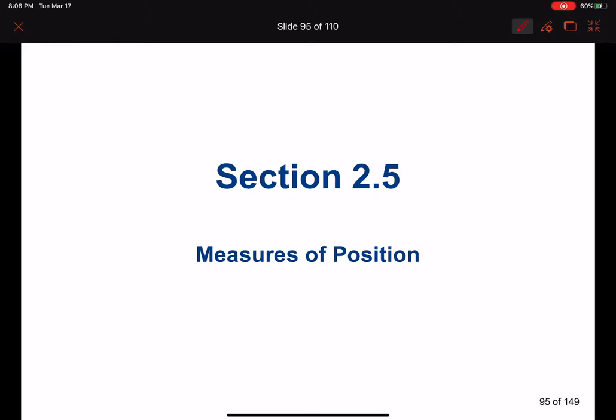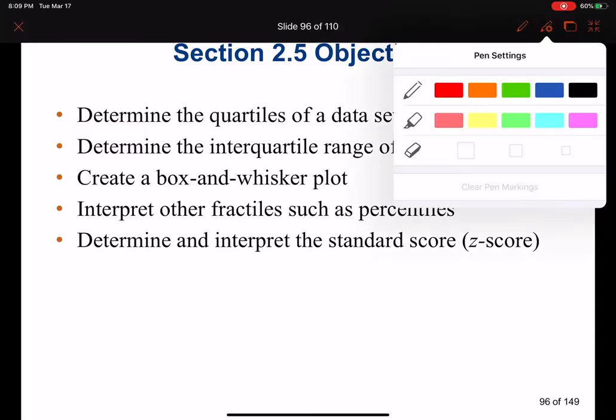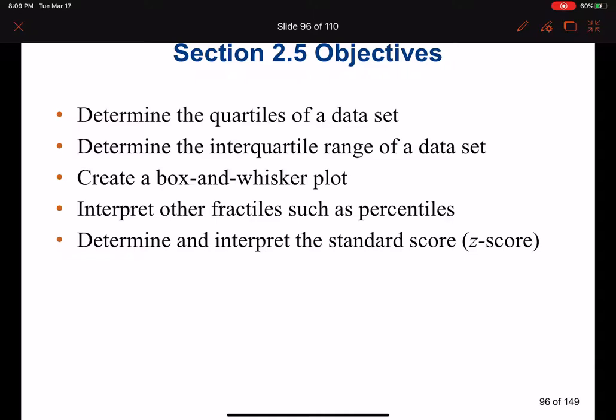In this video, I'm going to cover measures of position. So, let's see what objectives I'm going to cover here. Determine the quartiles of a data set. Determine the interquartile range of a data set. Create a box-and-whisker plot. Interpret other fractiles such as percentiles, and determine and interpret the standard score, the z-score. Okay, we are going to cover every single objective here.